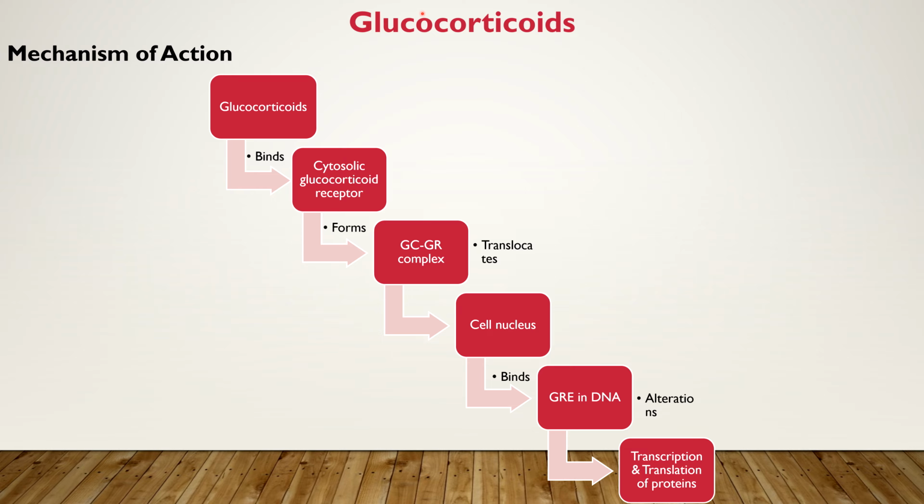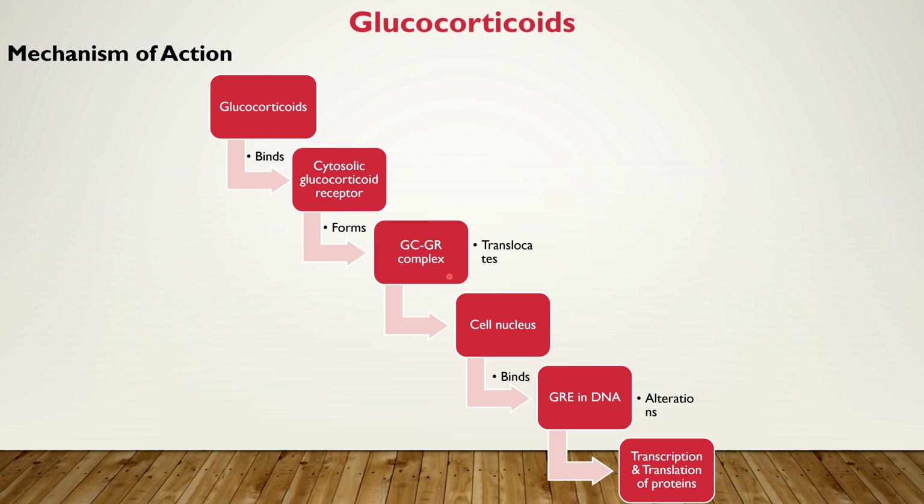So among all the selective and non-selective immunosuppressants, here I chose the glucocorticoids. In this video we'll discuss the glucocorticoids: how they suppress the immunity, what the adverse effects and pharmacokinetics are, and then the uses of this drug. If you come to the mechanism of action, these glucocorticoids will bind the glucocorticoid receptor present in the cytosol. After binding the glucocorticoid receptor, it forms the glucocorticoid and glucocorticoid receptor complex.